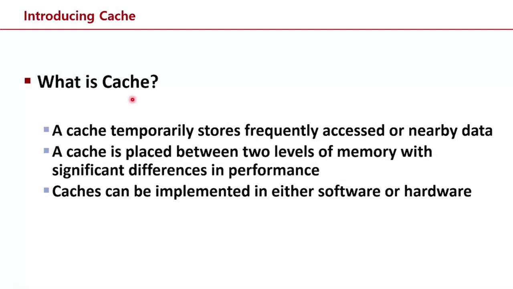What is the cache? Cache is temporary storage for frequently accessed or nearby data. One of the well-known examples to maximize performance is to use the prefetched data. The prefetched data can be stored into the cache memory. So the frequently accessed data is stored into the cache. If your routine, your module, your function first accesses the cache, it will maximize the performance.